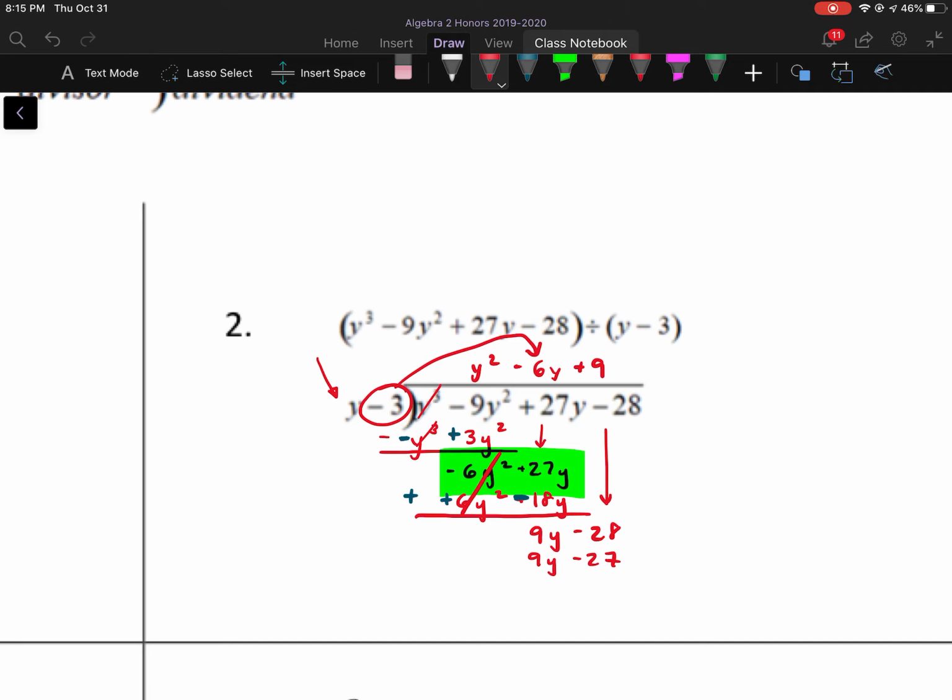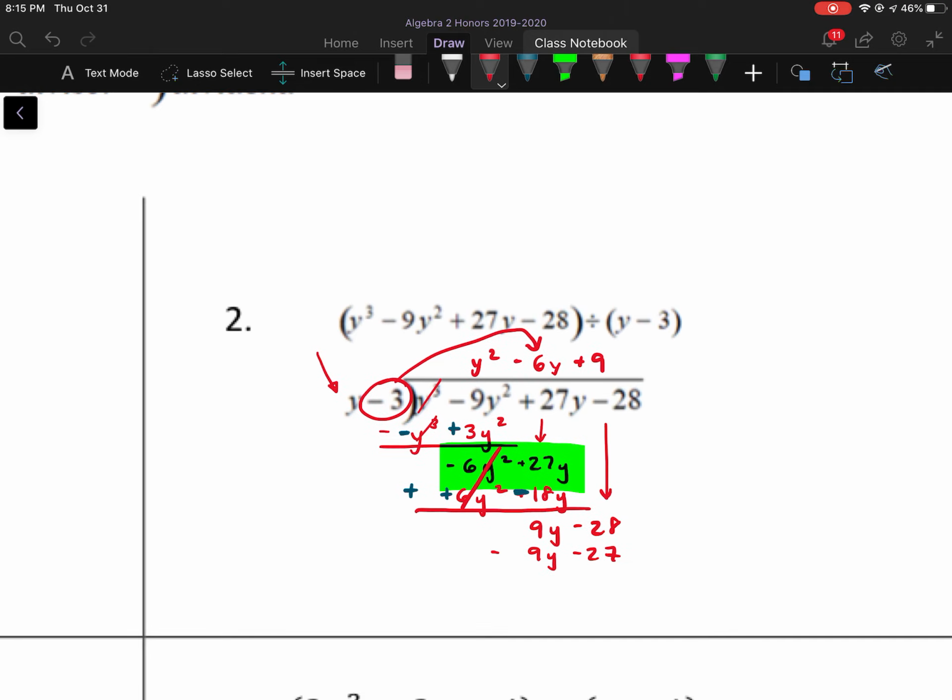Really close. Then we said we always subtract, but no one likes subtracting, so instead of subtracting, we're going to add the opposite. And we get it down to that. Now when we add, 9y minus 9y goes away. Negative 28 plus 27 is negative 1. There is nothing else you can do, so that is your remainder.